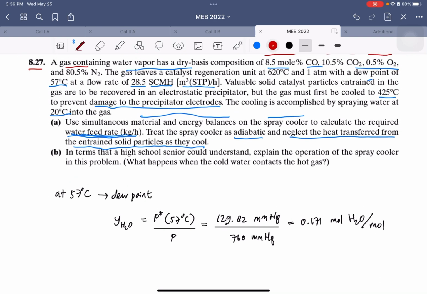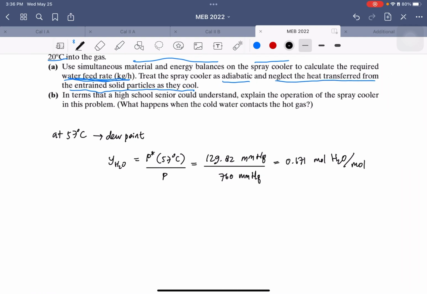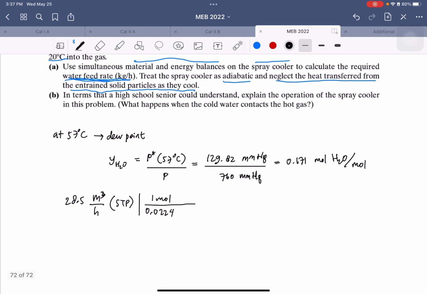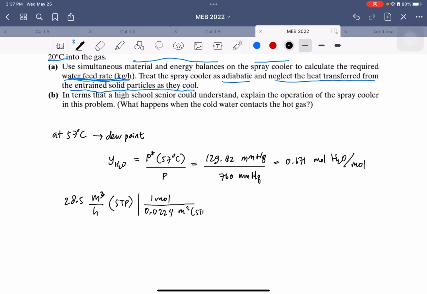The next thing is we have the 28.5. This is the moles. Okay, we could get the moles for water also. So 28.5 meter cube per hour. This is at the standard temperature and pressure. So we could convert first and find the mole by dividing by 0.02022 meter cube. Okay, this is the STP conversion, and this will equal to this mole per hour.